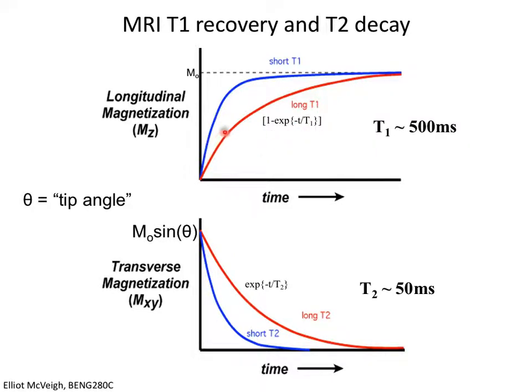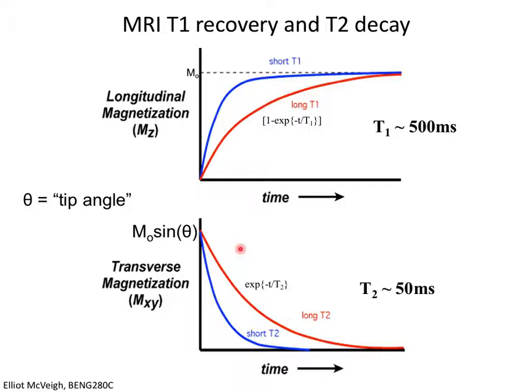The rate at which I can generate that magnetization is governed by this very simple solution to a first-order differential equation. It's 1 minus e to the minus t over T1. And so that is a simple mono-exponential time constant, T1, which characterizes that rate. And so different tissues have different rates that will generate contrast. Short T1, we recover fast. Long T1, we recover slowly.